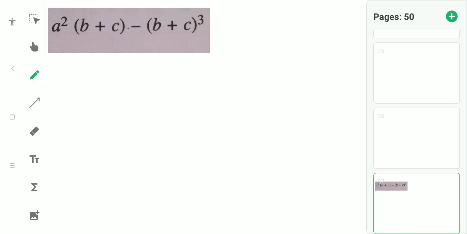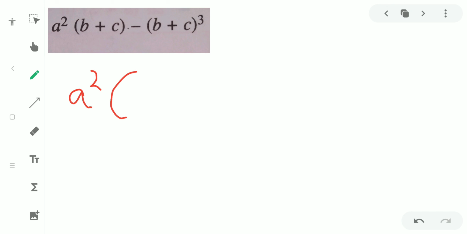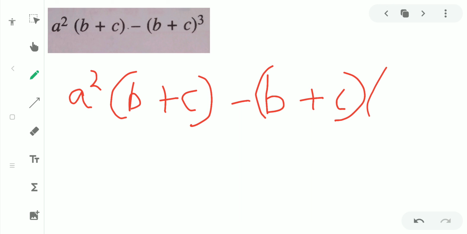So let us go on to the last question. The question is on your screen. A square times b plus c minus b plus c whole cube. So I will write a square times b plus c minus b plus c times b plus c whole square.